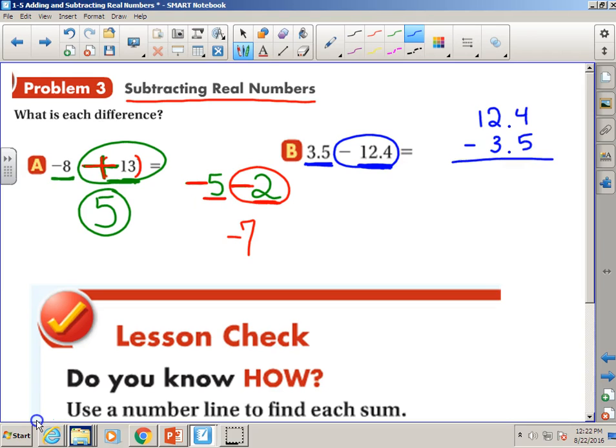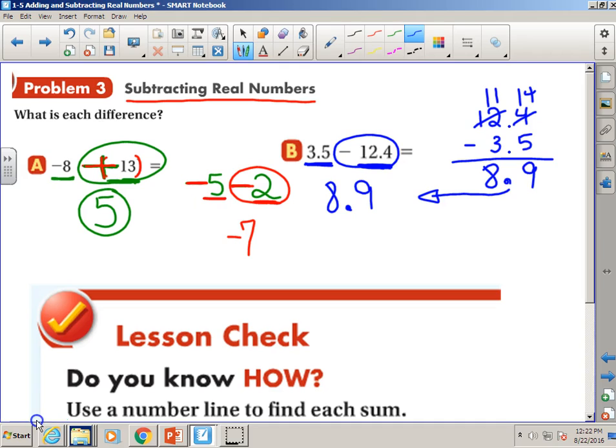I can't do 4 minus 5, so I have to borrow from the 12 and make it an 11. And this 4 now becomes a 14. 14 minus 5 is a 9. And 11 minus 3, we get an 8. So that comes over here, but we're not done yet. That was just the math part of subtracting decimals. Remember, different gangs subtract. We got 8.9.